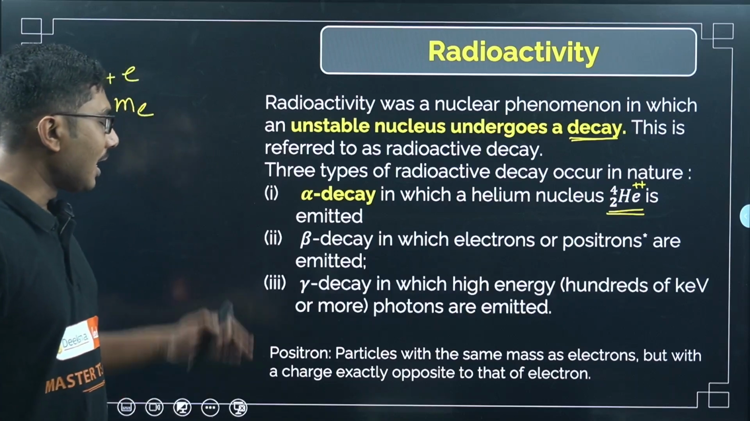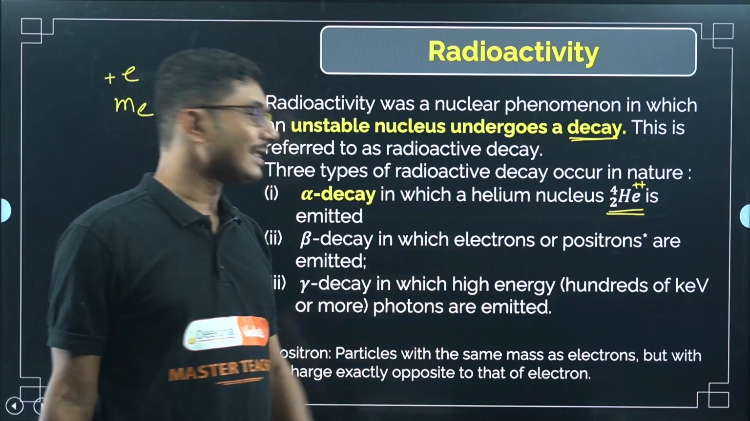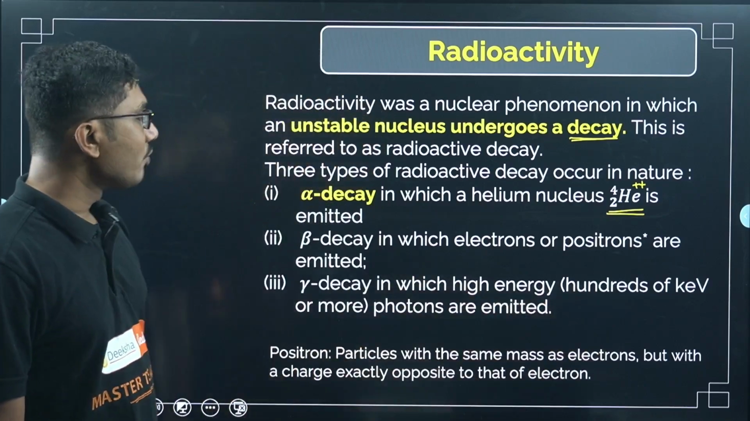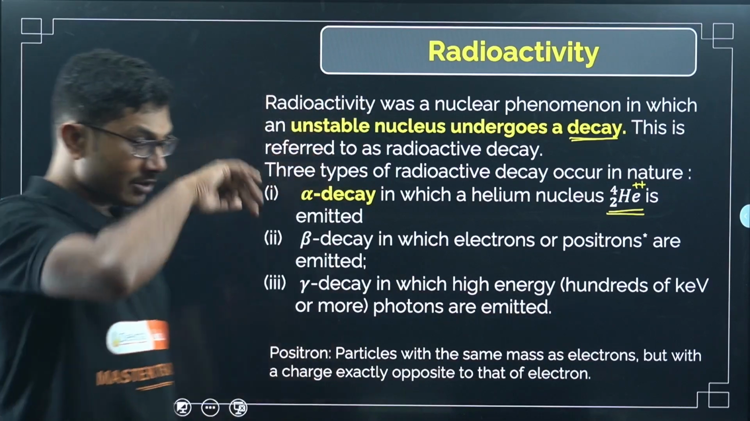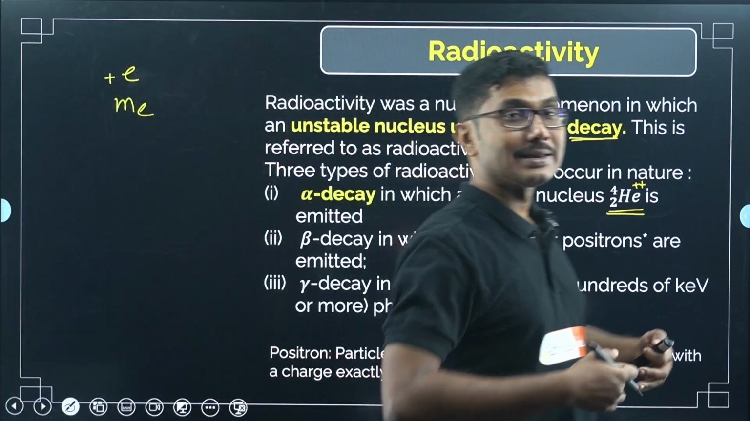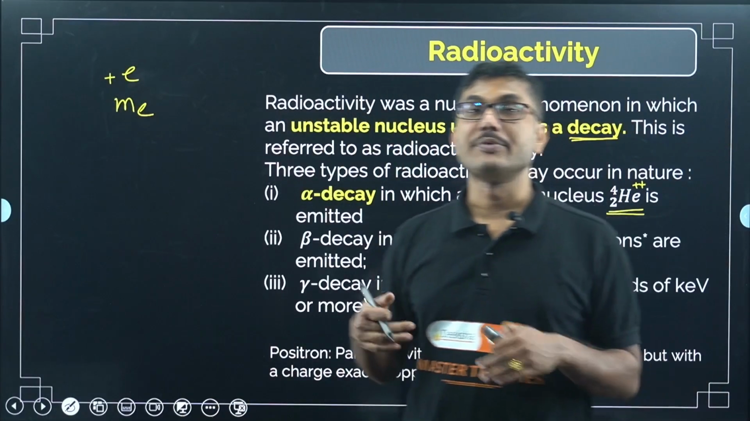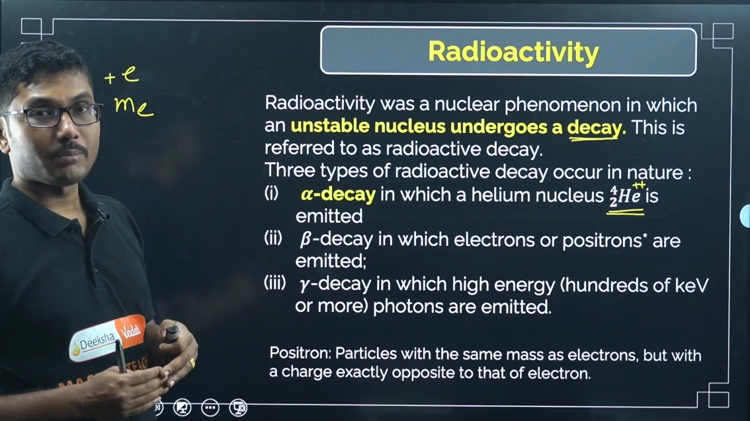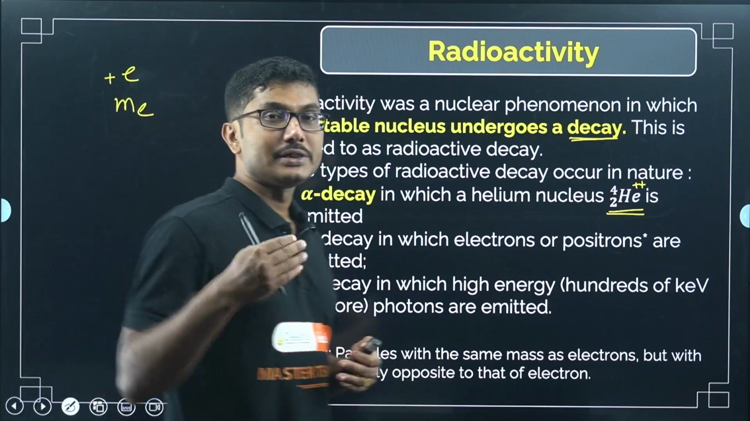Gamma decay, in which high energy photons, hundreds of kilo electron volt or more, are emitted. Energy is emitted as a form of electromagnetic radiation, that is called gamma radiation, which is very harmful for our bodies. Gamma radiation is not very safe.